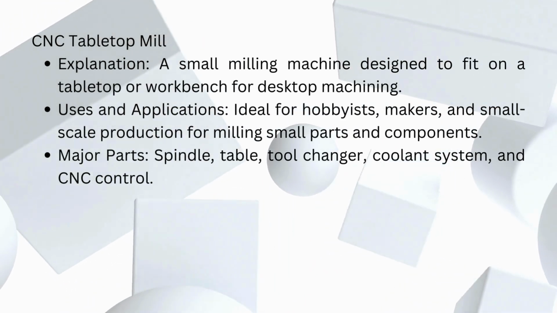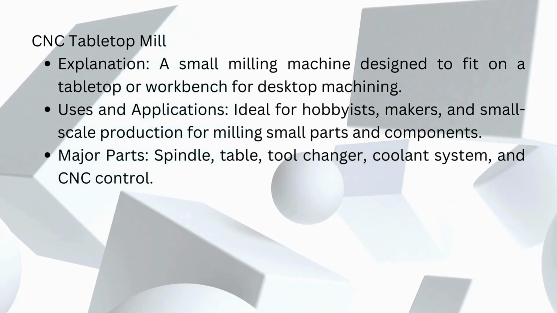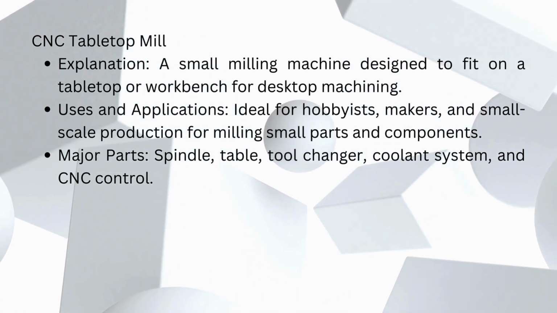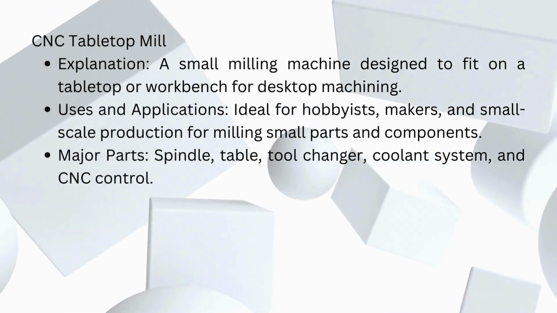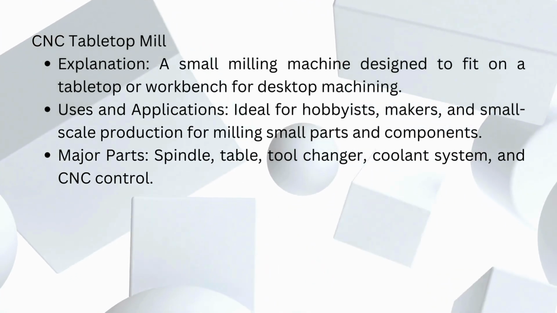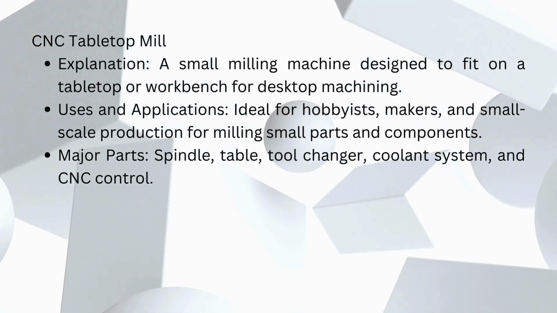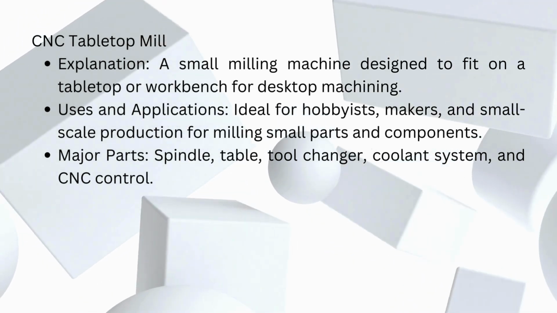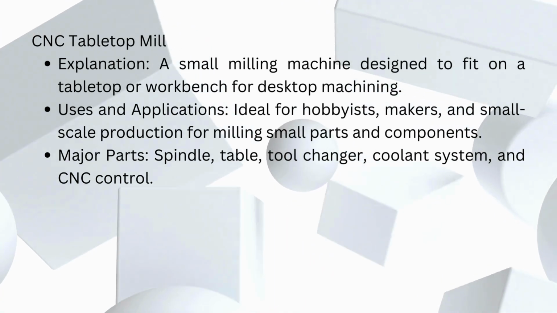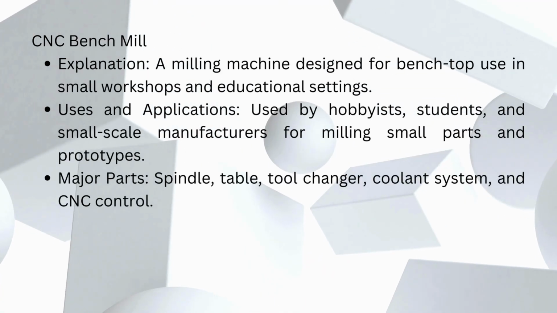CNC tabletop mill. Explanation: a small milling machine designed to fit on a tabletop or workbench for desktop machining. Uses and applications: ideal for hobbyists, makers, and small-scale production for milling small parts and components. Major parts: spindle, table, tool changer, coolant system, and CNC control.